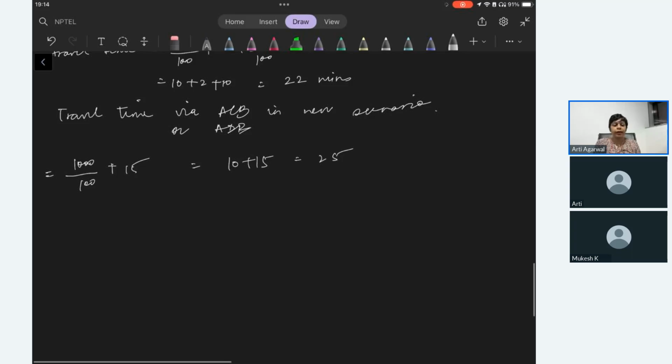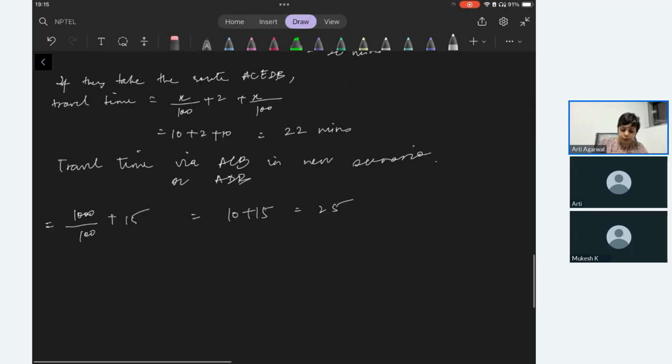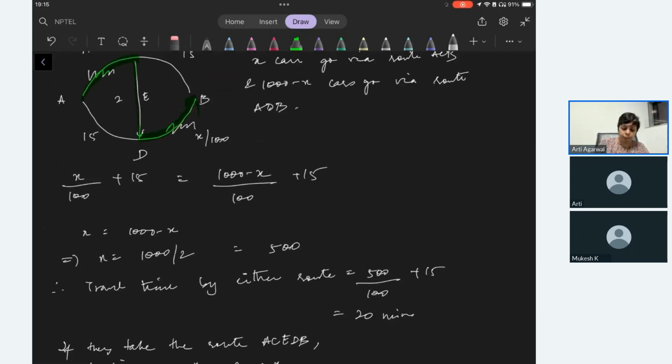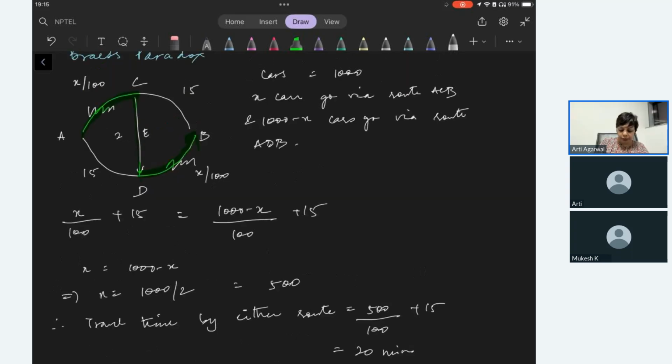He has no reason to deviate, right? If he wants to deviate to route ACB or ADB, now his travel time has increased on both these routes. Earlier it was 20 minutes, now it is 25 minutes. So what is happening? We see that now the only desirable outcome, the only equilibrium outcome possible is ACEDB.